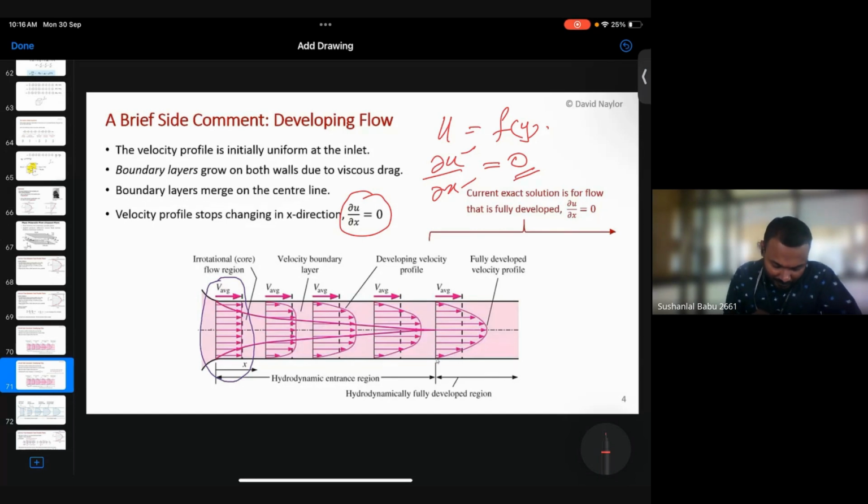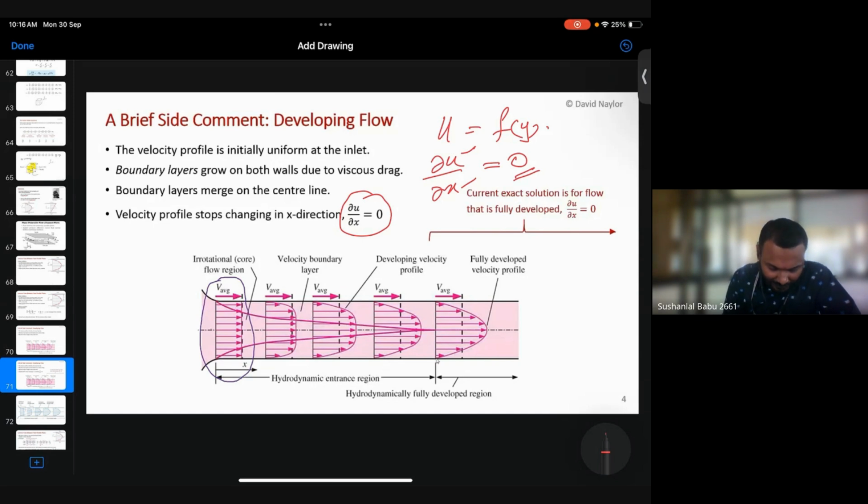So next we are going to discuss exact solutions of the Navier-Stokes equation. So far we discussed the Navier-Stokes equation and its applications, and what an exact solution is. Two exact solutions of the Navier-Stokes equations are there. One is Poiseuille flow, another one is Couette flow.